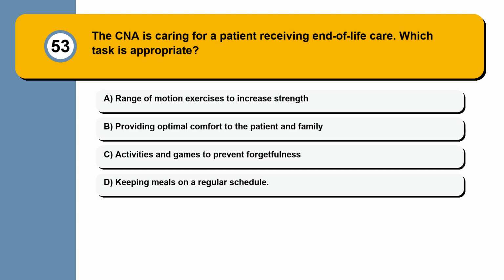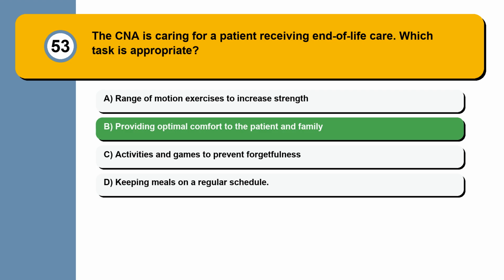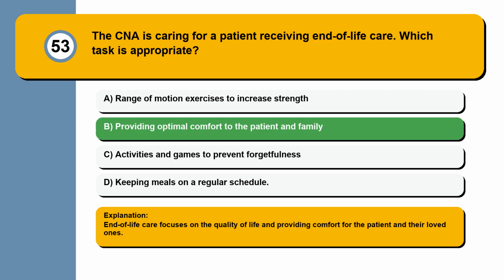Question 53. The CNA is caring for a patient receiving end-of-life care. Which task is appropriate? Range of motion exercises to increase strength, providing optimal comfort to the patient and family, activities and games to prevent forgetfulness, keeping meals on a regular schedule. End-of-life care focuses on the quality of life and providing comfort for the patient and their loved ones.